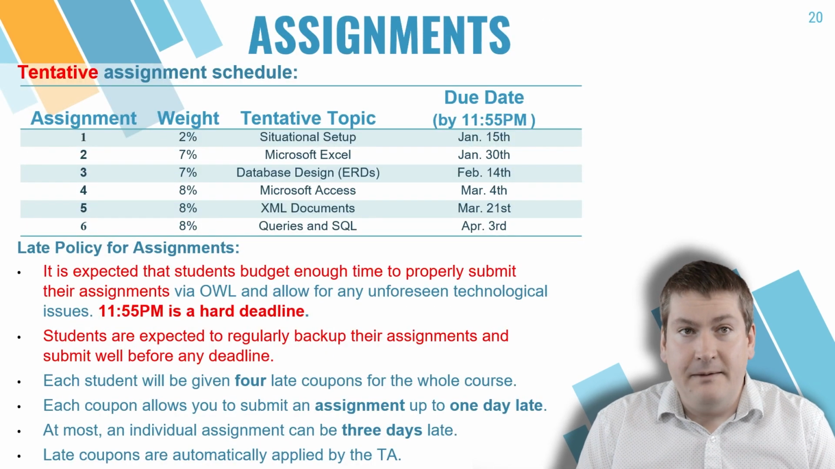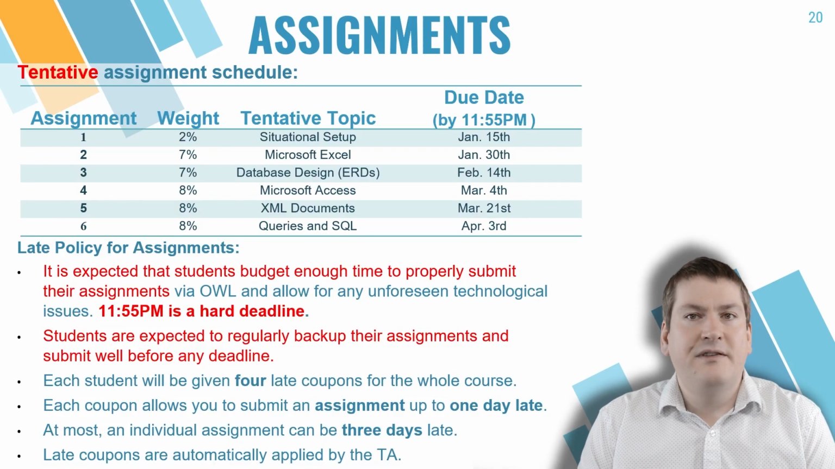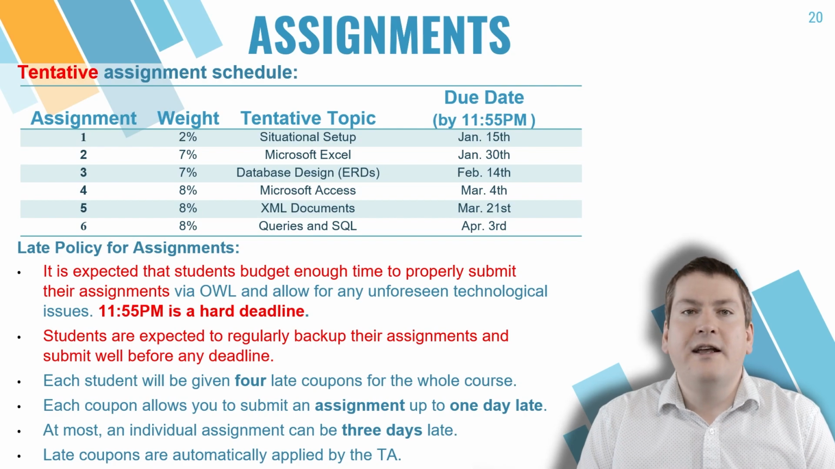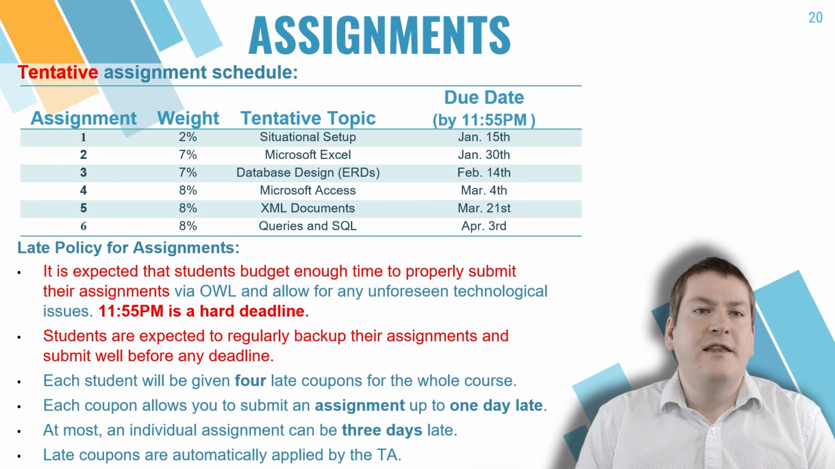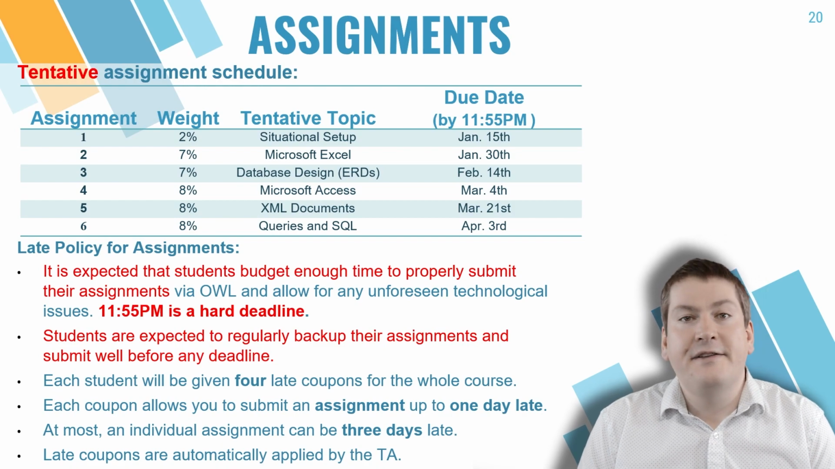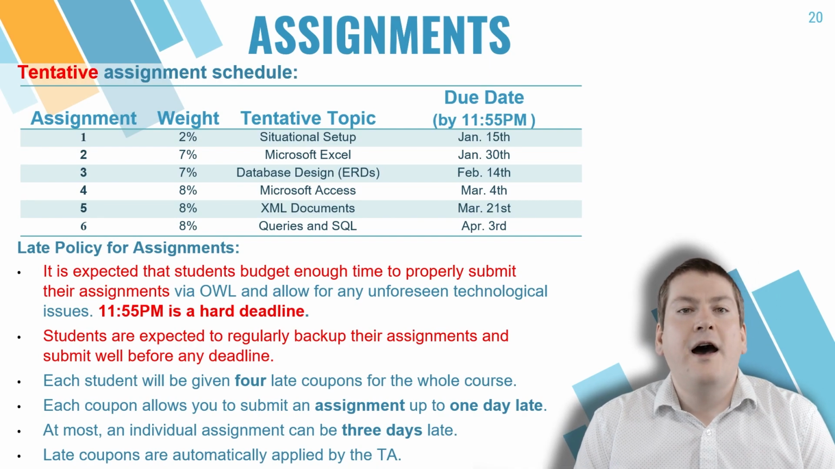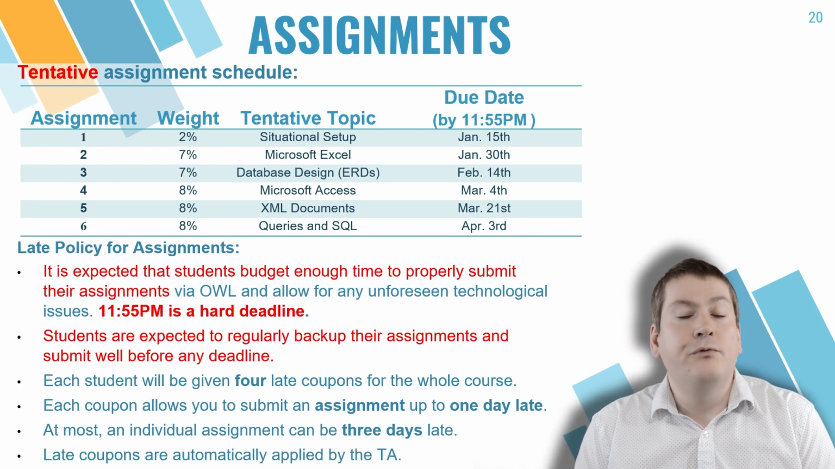Okay, on to assignments. There'll be 6 assignments in this course, and I have the tentative schedule shown here. The weights of each are shown here, and they should add up to 40% in total. These assignments will mainly cover a particular topic in the course, such as Excel, XML, or SQL. Each assignment will also have a set of theory questions about a hypothetical business that will follow you through each assignment.